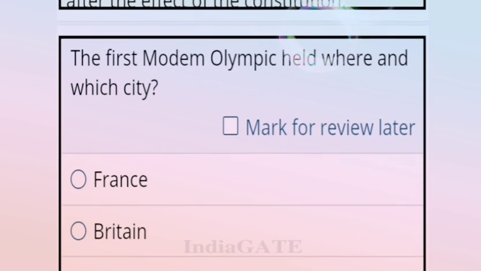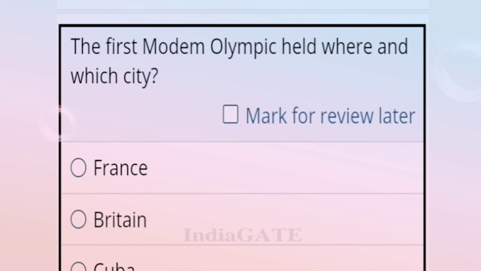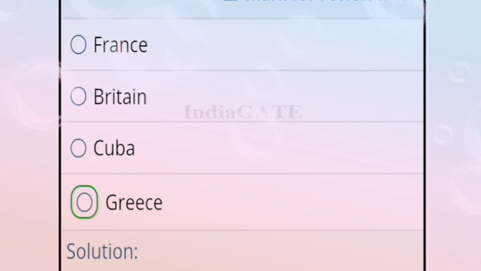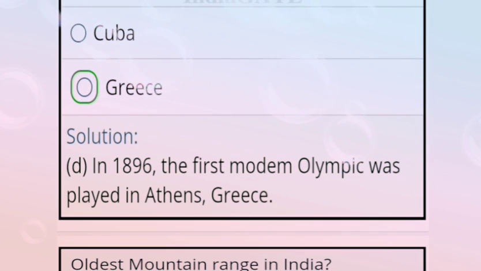Next, the first modern Olympics were held in which city? So the correct answer is option D, that is Greece. And here the solution for this question is also given, with some extra knowledge, that in 1896 the first modern Olympics were played in Athens, Greece.